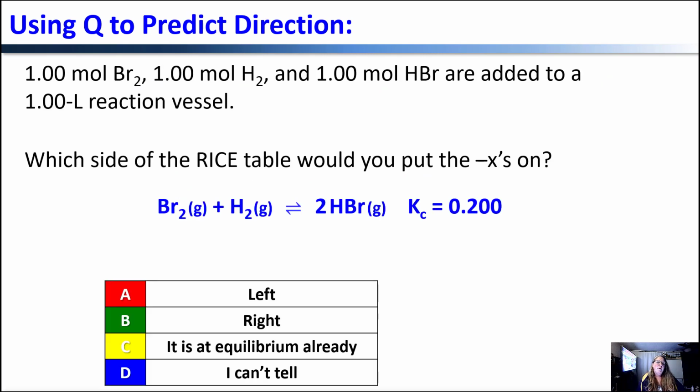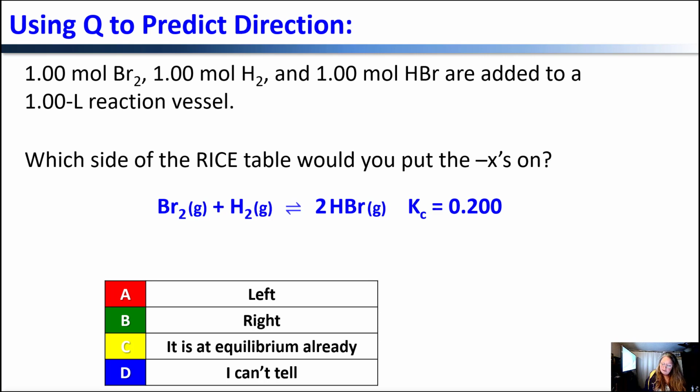Okay, so I have these quantities. I have 1 mole of Br2, 1 mole of H2, and 1 mole of HBr added to a 1 liter vessel. Which side of the RICE table would you put the minus X on? Kc equals 0.20.